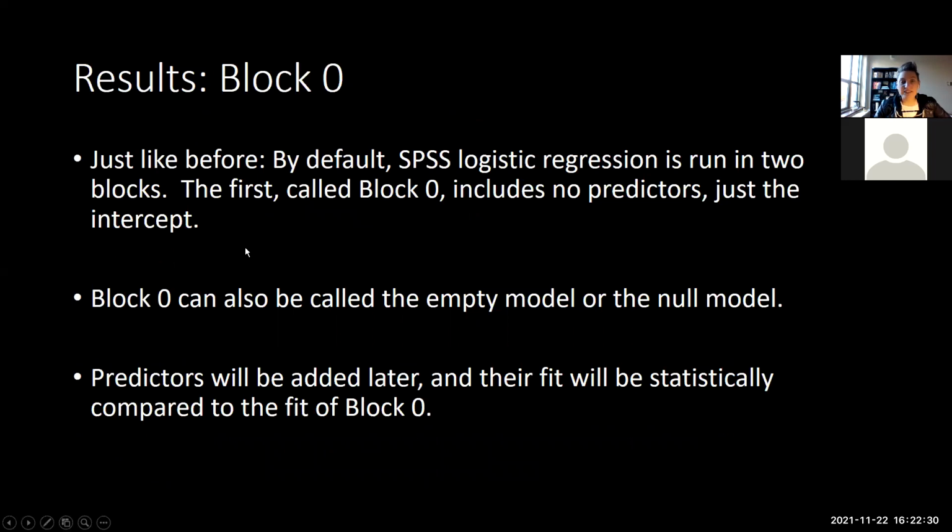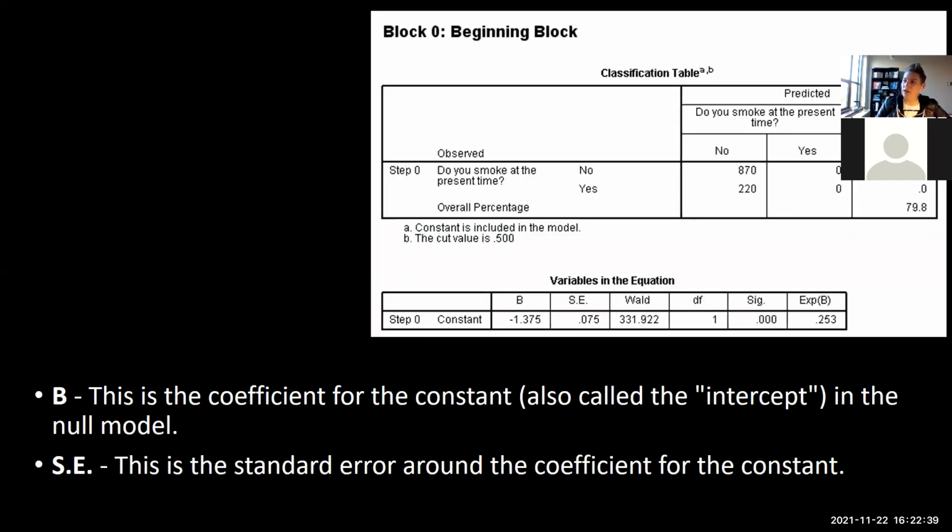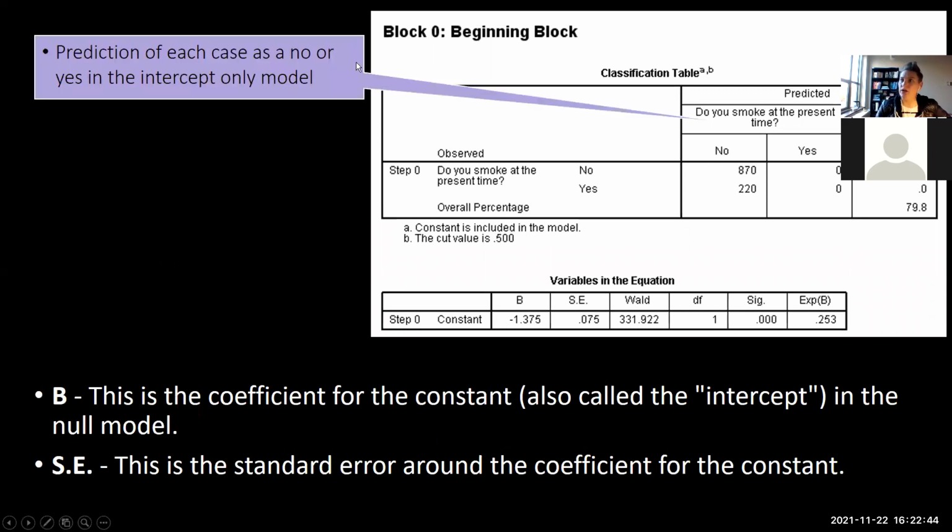Okay, so just like before, our block 0 is basically unchanged. This is the null model, the empty model, the model with no predictors. All of these coefficients are interpreted exactly the same way that they were before.